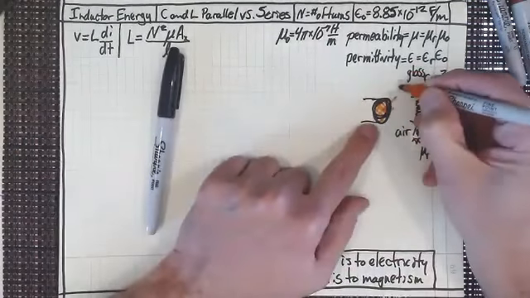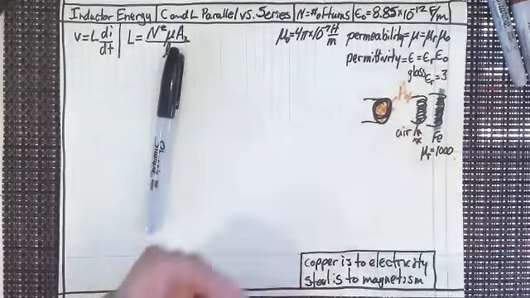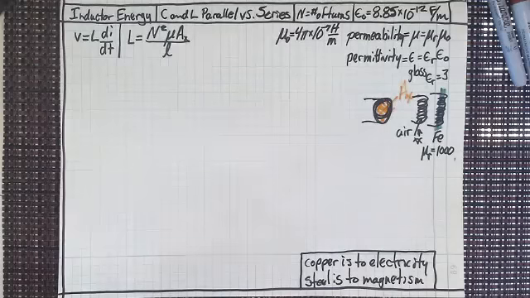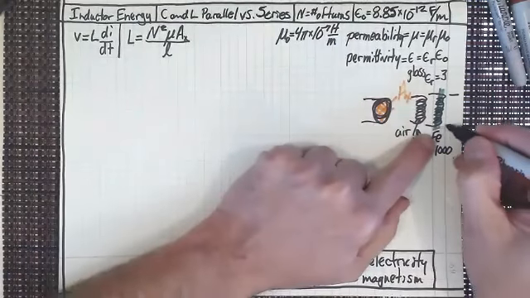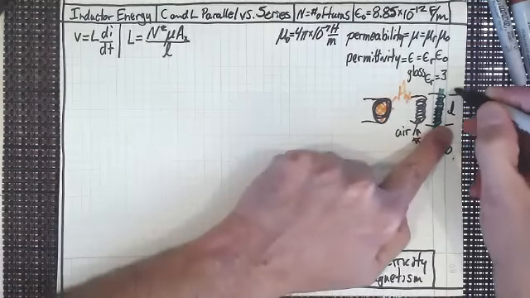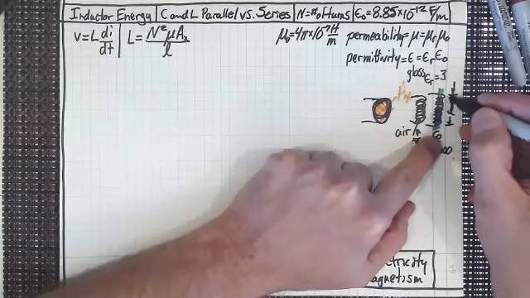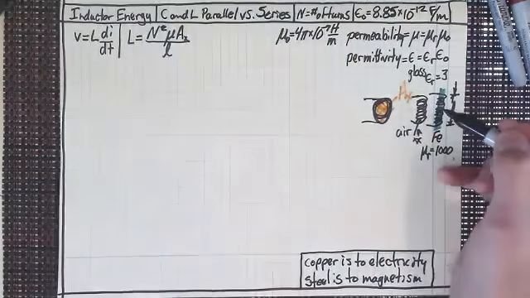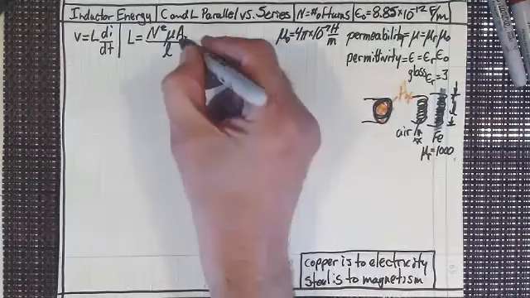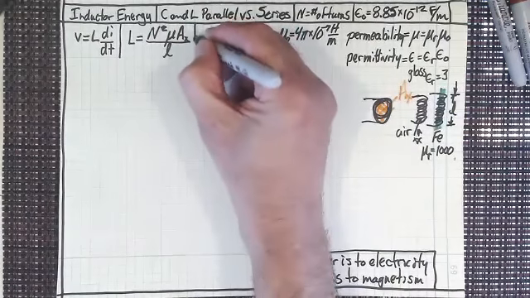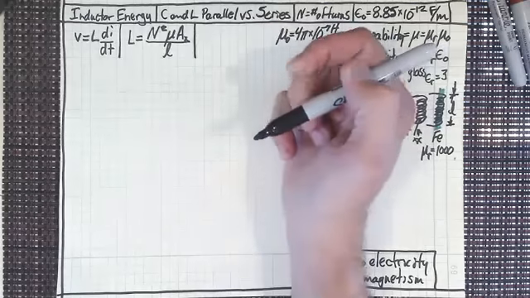Now what's the length? And I think everybody can pretty much see what the length is. The length is just going to be from here to here. That's the length. I didn't draw that well, but you know what I mean. So that's the length, and that would be the cross-sectional area when you're figuring out what the inductance is for an inductor.